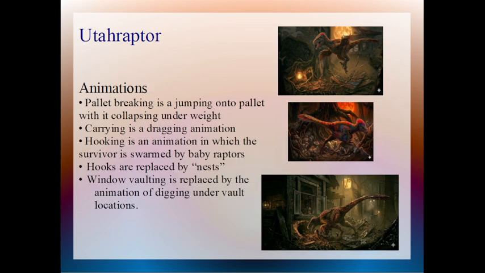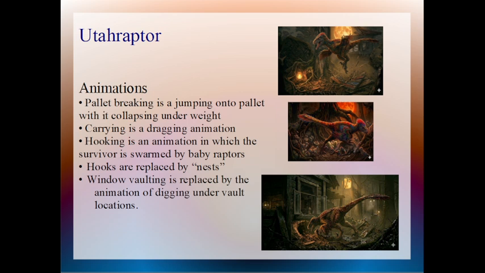As I mentioned, animations would be pretty important. Pallet breaking, my idea is you jump on, it collapses under the weight. Carrying would be dragging. Hooking would be like being swarmed by baby raptors. So the idea is that the babies are the ones swarming, keeping them preoccupied, so the big raptor can go off and do whatever, right? It kind of makes sense, at least a minimum amount of sense. Instead of trying to carry and hook somebody, a raptor's not really going to do that.